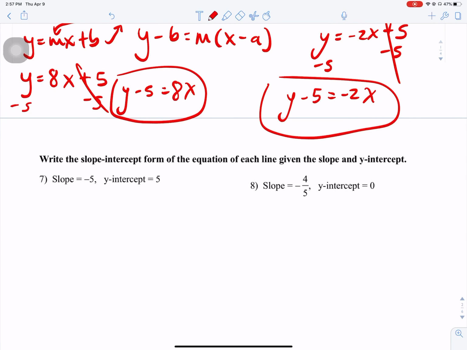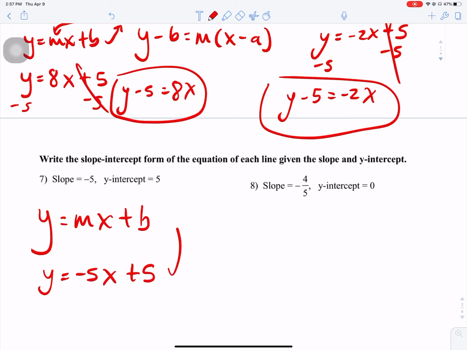Write the slope-intercept form. Now, slope-intercept form is our bread and butter, okay? So we should be able to do what we just did right here, really quick. So, slope is negative 5, so y equals negative 5x plus 5. That's this one. And this one, y equals negative 4/5 x plus 0. A lot of people don't put the plus 0 on there, so you can leave it like that.